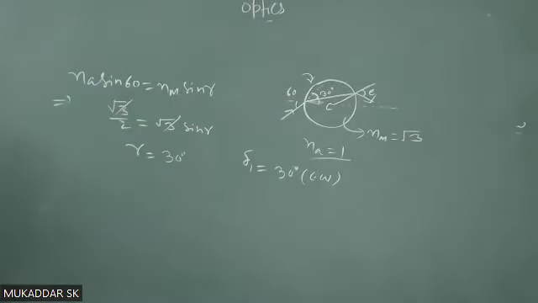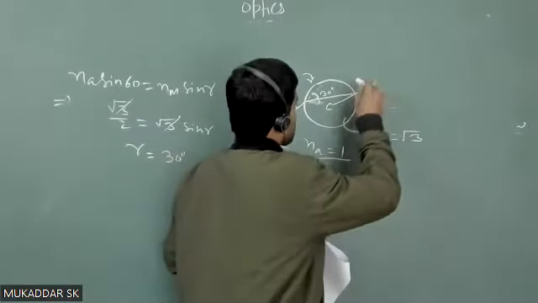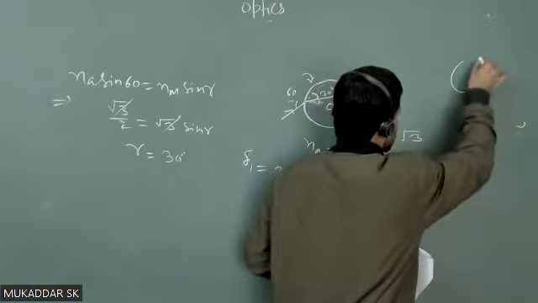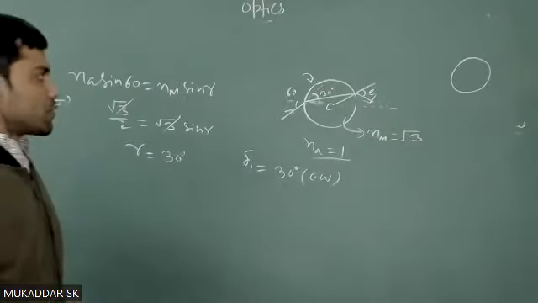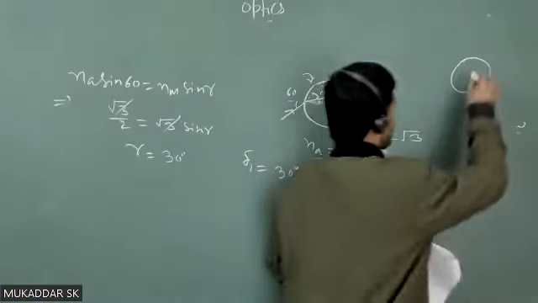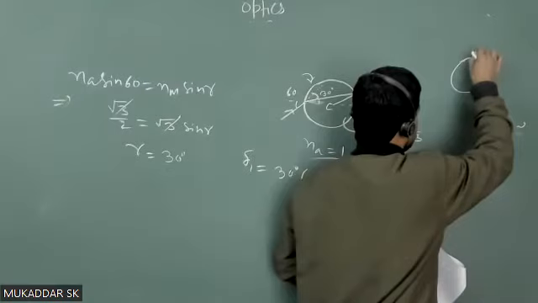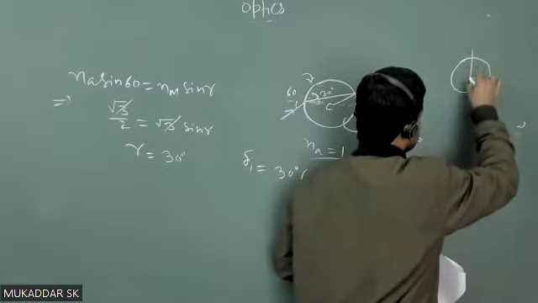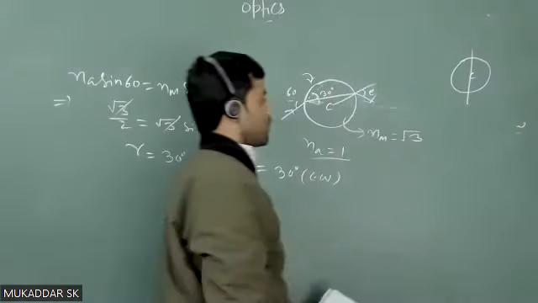Is this clear? Now, one thing you have to keep in mind. Suppose you have a spherical medium or spherical surface, whatever it is. Whenever you make a normal at any portion of a spherical surface or spherical medium, that normal will always pass through the center of the sphere.